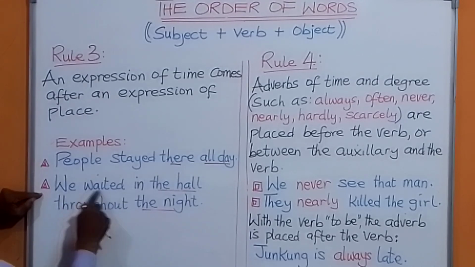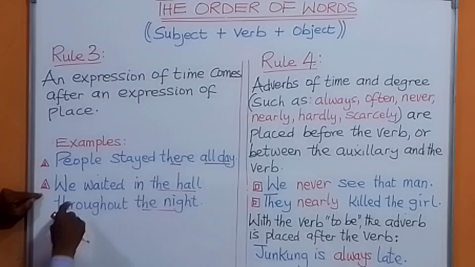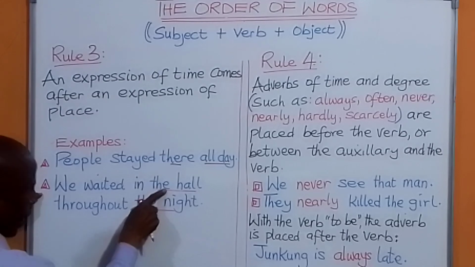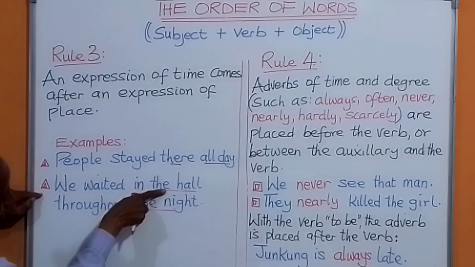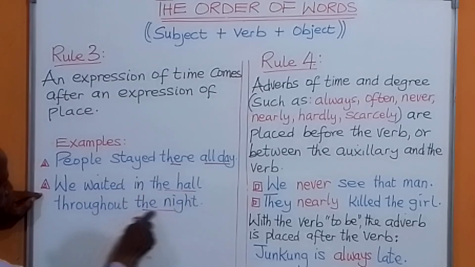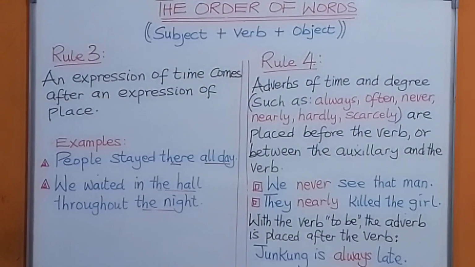So we waited in the hall throughout the night. It should not be "we waited night in the hall." No. An expression of time comes immediately after the expression of place. We waited in the hall throughout the night. So that is rule 3.